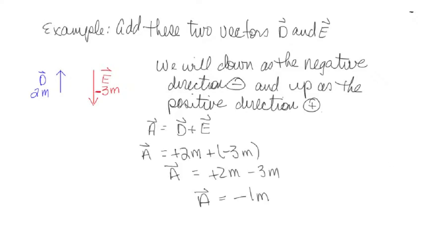I do the addition. Vector A is equal to vector D plus E. Vector A is plus 2 meters, and I'm going to add vector E, which is a minus 3 meters. And as you already know, plus and minus is just a subtraction. We find that vector A is a magnitude of 1 meter in the negative direction.